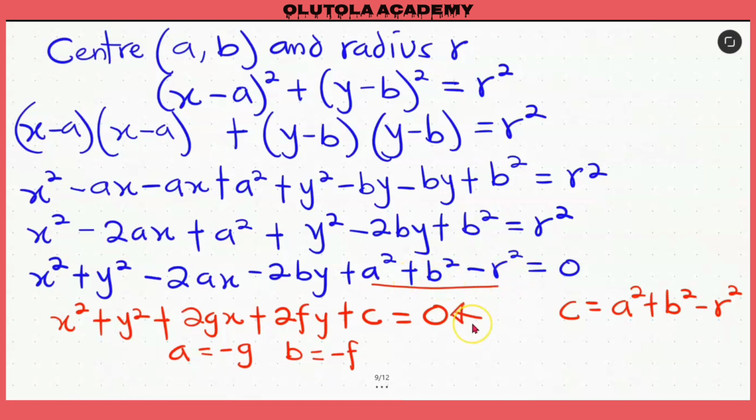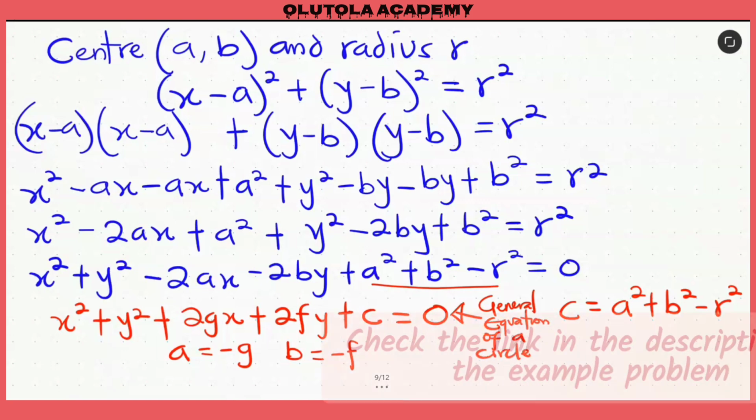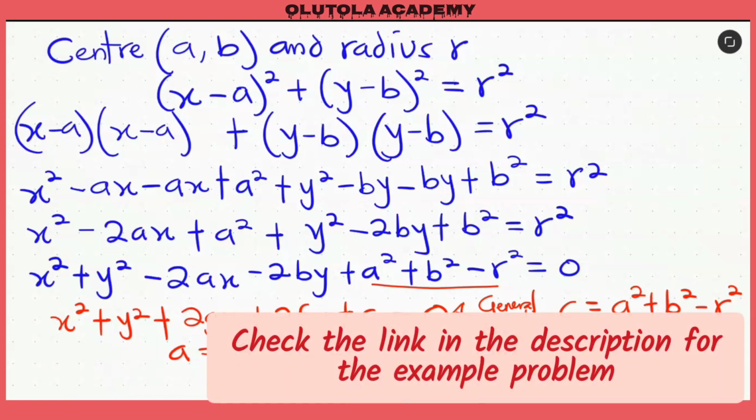This is called the general equation of a circle. I'm going to use that in an example problem. I would like you to follow me through.